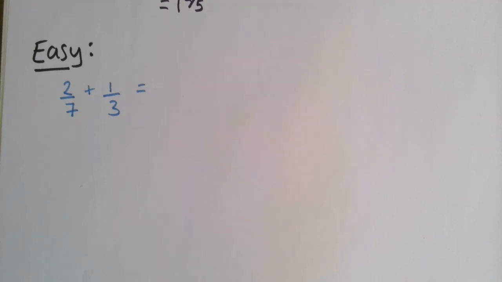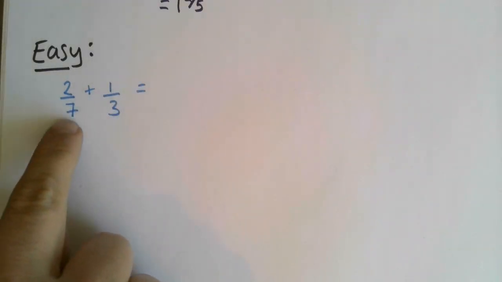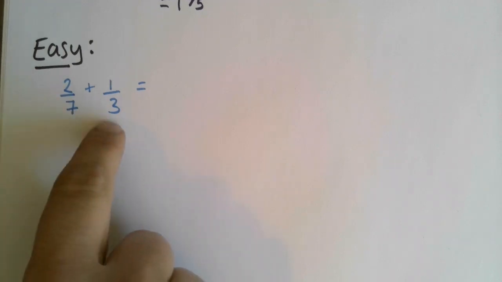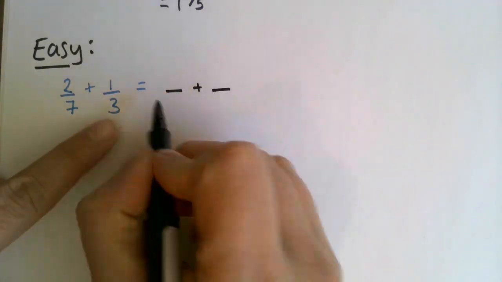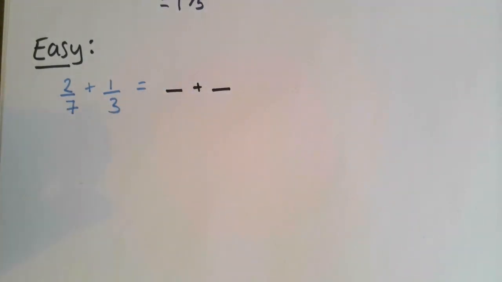So 2/7 plus 1/3. So I've categorised this as easy because we don't have any mixed numbers to deal with here. So you'll notice now that the denominators aren't the same. So the rule for adding fractions is that you need to change them into the same form or the same denominator, and this applies to subtracting as well. I probably should have done a subtracting example. But 2/7 plus 1/3, the first thing we need to do is change both of these fractions so that we have the same denominator.